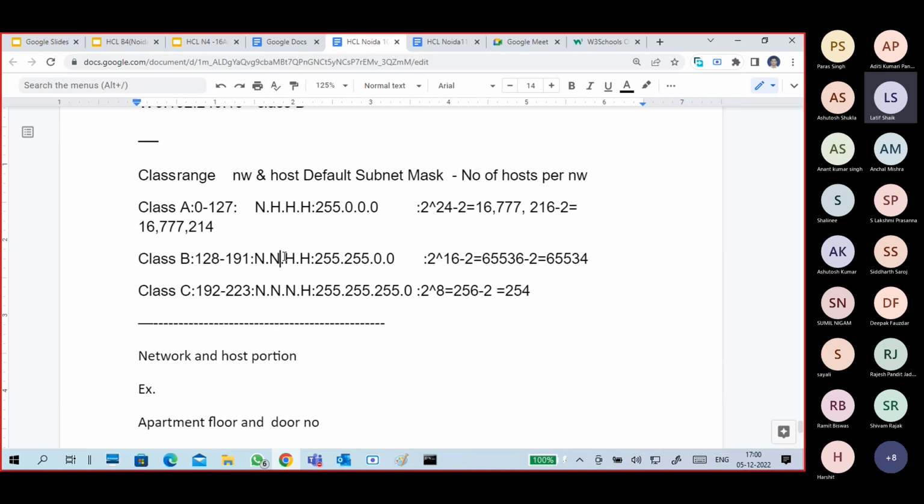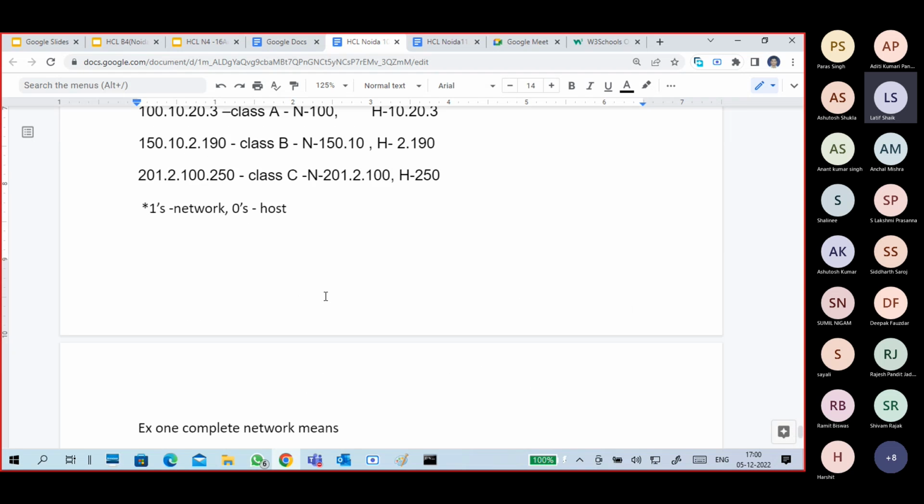Class B. In class B, the first two portions are the network portion, and the remaining two are host portions. Each portion is 8 bits, so 8 plus 8, totally 16 bits of host. 2 to the power of 16 minus 2 is 65,536 minus 2, which is 65,534 devices you can connect in a class B network.